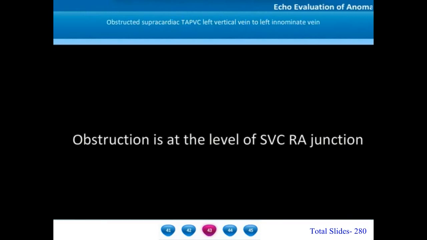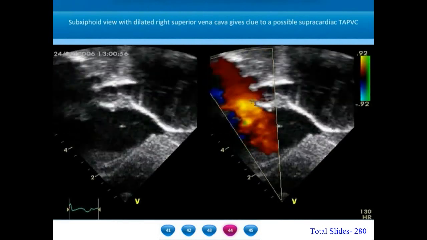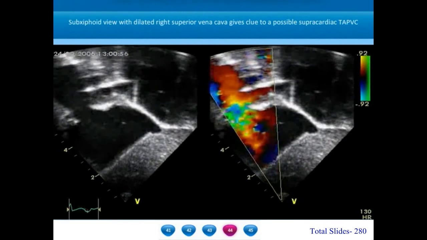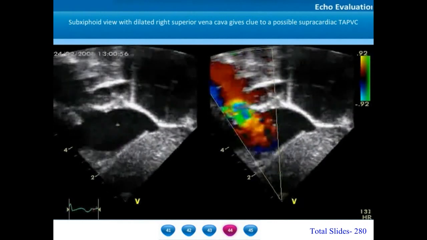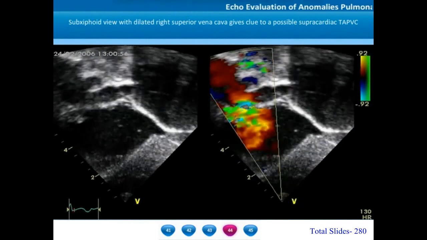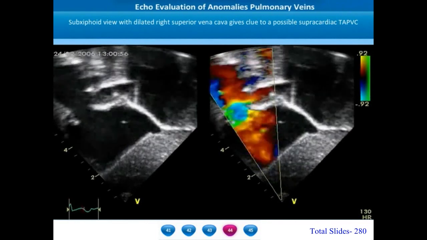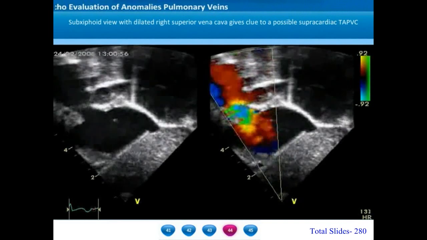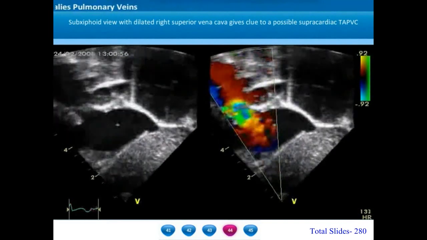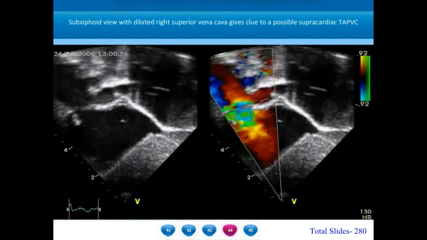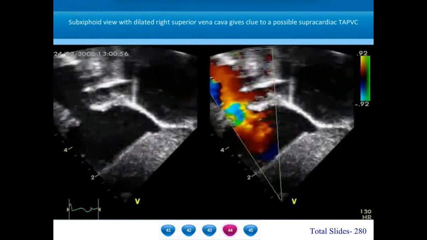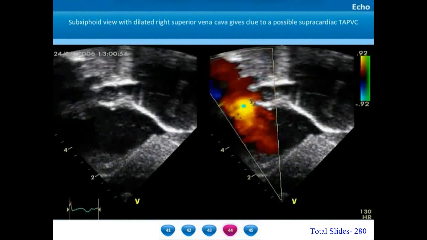In the previous example, we saw a classical obstruction of the left vertical vein happening at the bronchopulmonary vise. Let us move on to other sites of obstruction in the supracardiac TAPVC. We start with a subxiphoid short axis view. We identify the dilated right superior vena cava, and the accelerated flows in the right superior vena cava. But as you observe the superior vena cava right atrial junction, there is a flow acceleration happening, and anatomically you can see that there is a narrowing of the superior vena cava atrial junction.